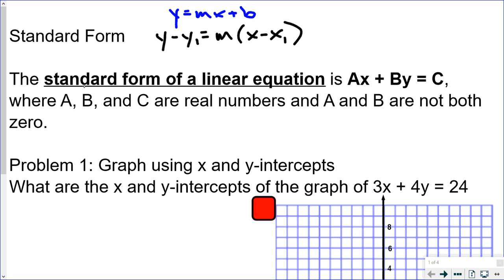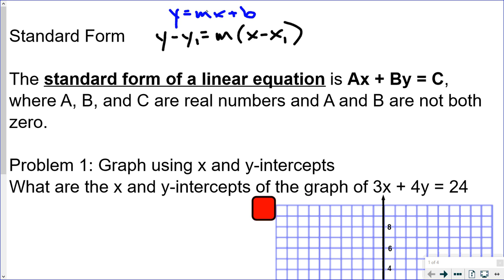All right, so what does standard form look like? Standard form is ax plus by equals c, where a, b, and c are real numbers, and a and b are not both 0. So a, b, and c are just numbers, and a or b could be 0, but not both of them. All right, so how do we graph something that's in standard form?